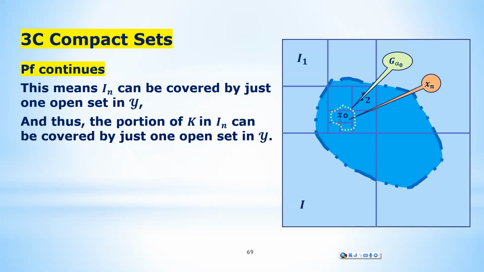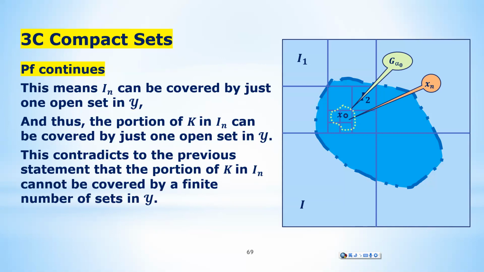Now this is going to be a contradiction. So Rn itself can be covered by just one open set, right? And therefore the portion of K in Rn can also be covered by just one open set in Y. Now this will be a contradiction, because it contradicts the previous statement that the portion of K in Rn cannot be covered by a finite number of open sets in Y. But here, what we got is that the portion of K in Rn can be covered by just one open set as n is large enough. So that will contradict the original assumption.